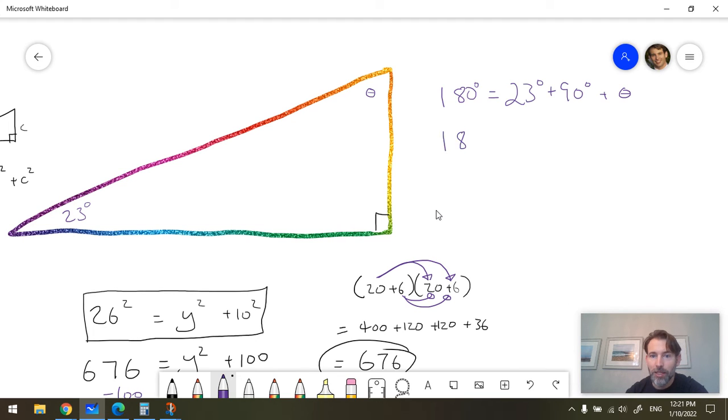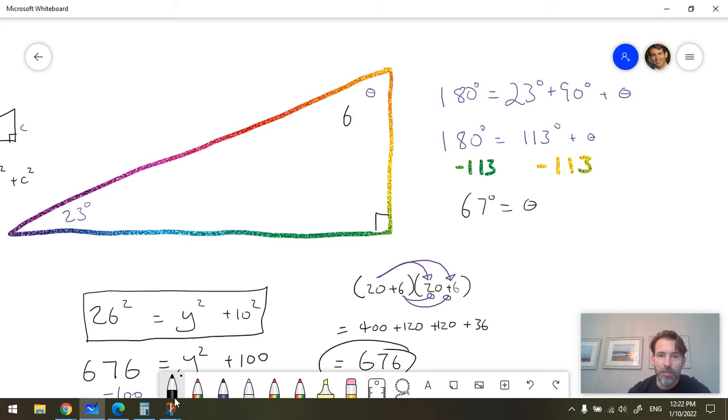This is 180 equals 113. Okay, that's 23 plus 90 plus theta. Now, subtract 113 from both sides, and that will give me the value of theta. Okay, because this makes it 0, so now I have this is equal to theta. 180 minus 113 gives me 67 degrees. So this one is 67 degrees. Okay, so that's how you solve for unknown angles.